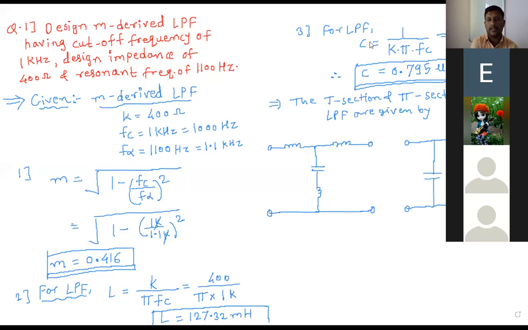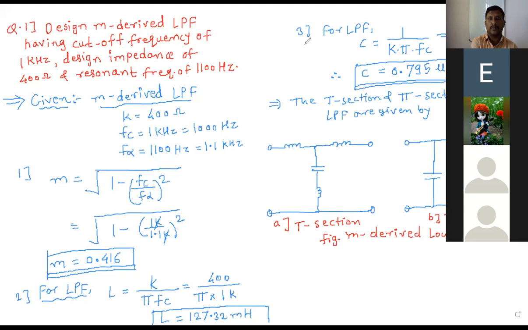Now you can mention the values properly. Many students are making mistakes here. This is the T section. This is figure B, the pi section. So this is the M derived low pass filter.